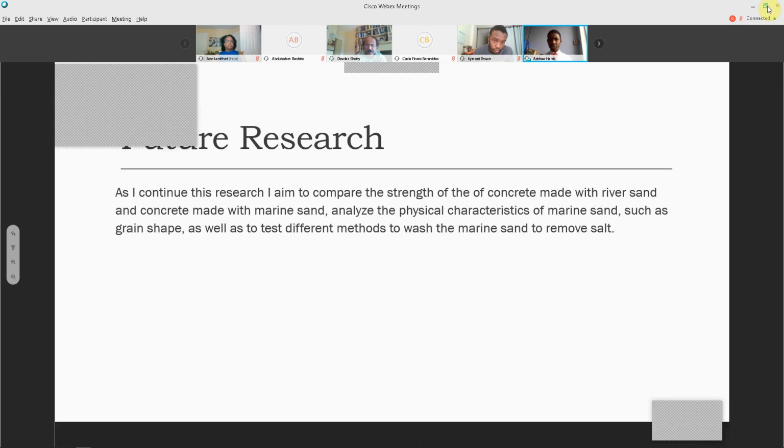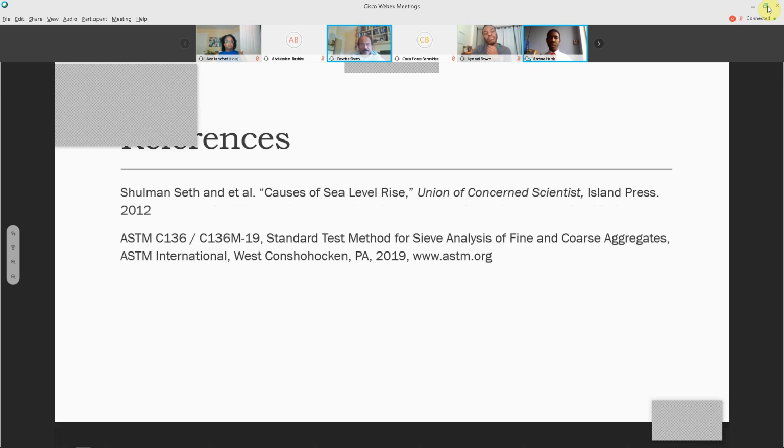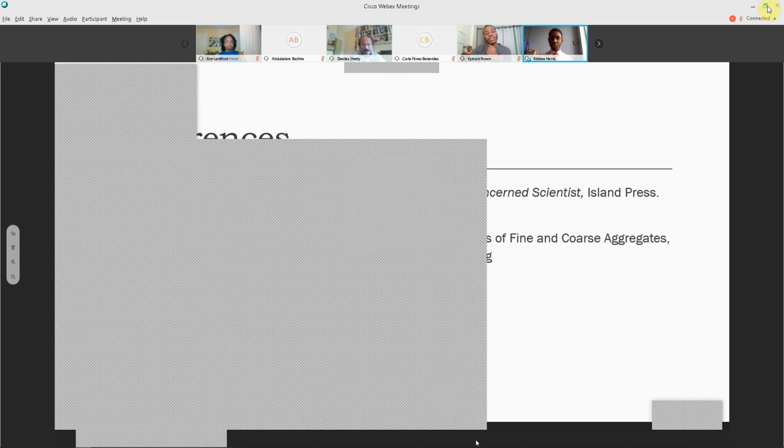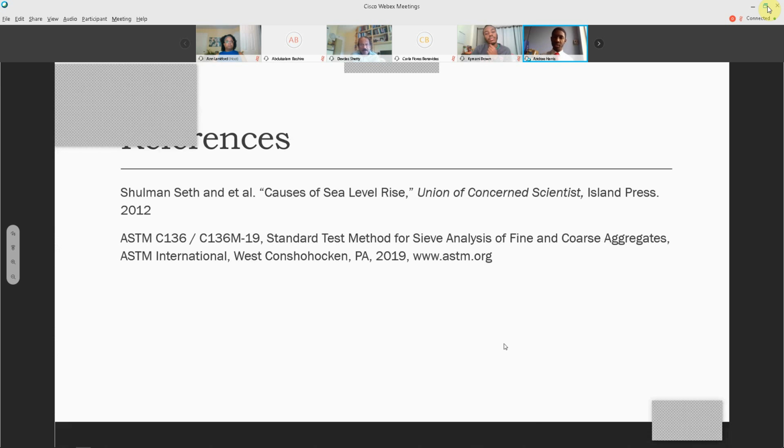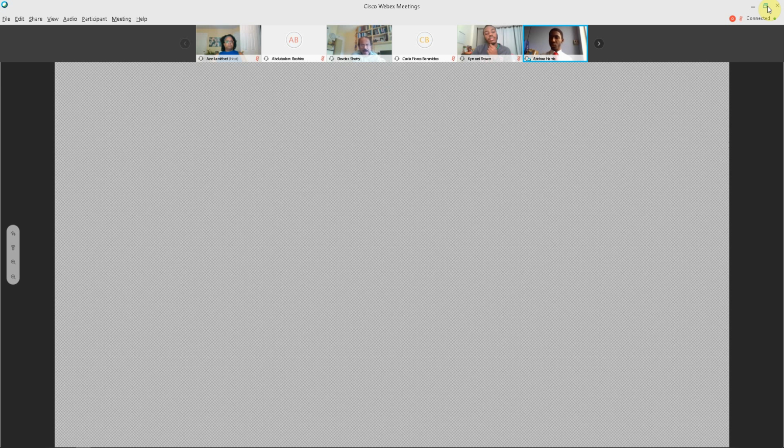So like I said, for future results, we aim to compare the strength of the concrete made with riverine sand with that of the concrete made from the marine sand, and then analyze these characteristics so that we can definitely have the best results. Here are just a few of my references. Right. So to show you the rest of the results, this is the final report, but I'll just go all the way down to the results.